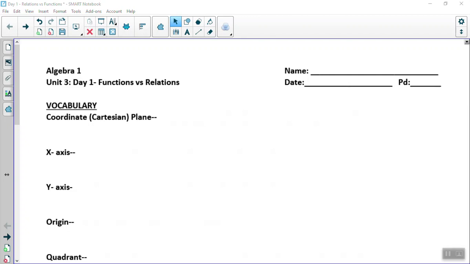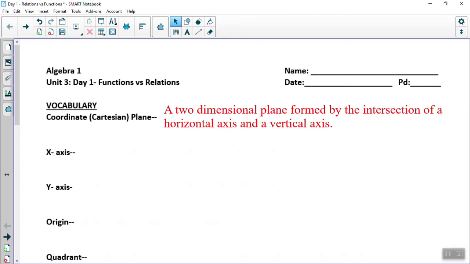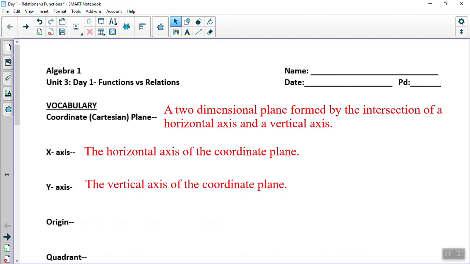Alright, so we're going to start with just the coordinate plane. A coordinate plane is a two-dimensional plane formed by the intersection of a horizontal axis and a vertical axis. The x-axis is our horizontal axis of the coordinate plane. The y-axis is the vertical axis of the coordinate plane. And the origin is where the x and y axes intersect.